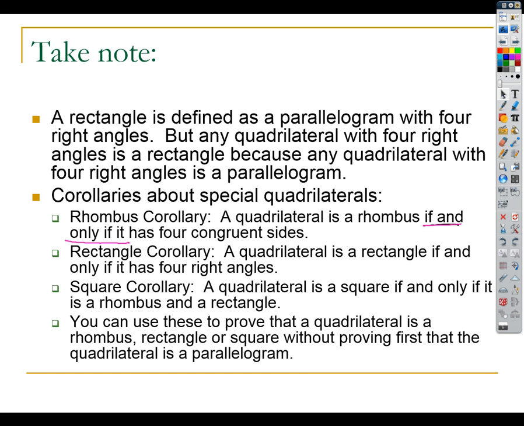And then Elton's point also works. If a quadrilateral is a square, is a rhombus and a rectangle, then you can skip the fact that it's a parallelogram and just say it's a square. Yes? So will these be on the sheet? Yeah, I'll add them to the sheet.